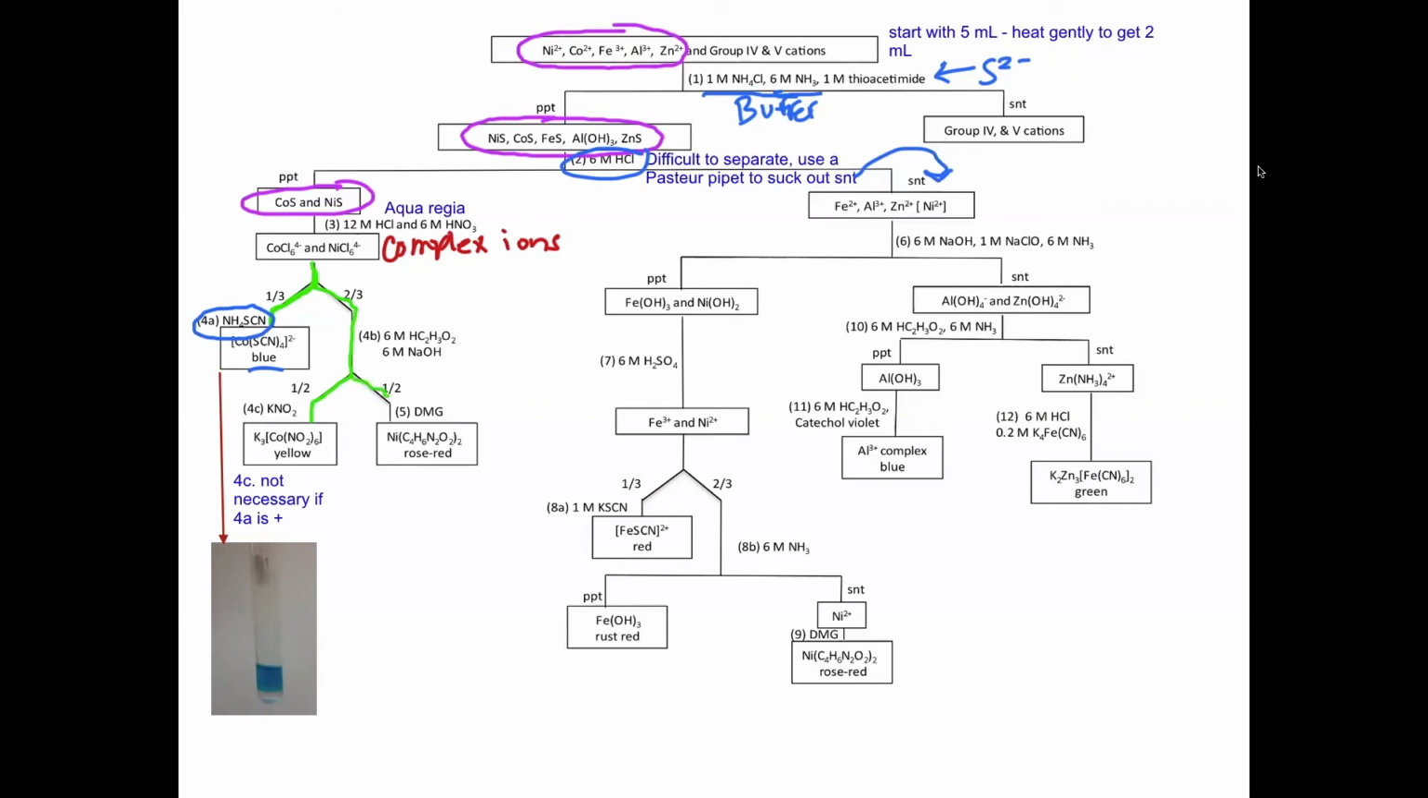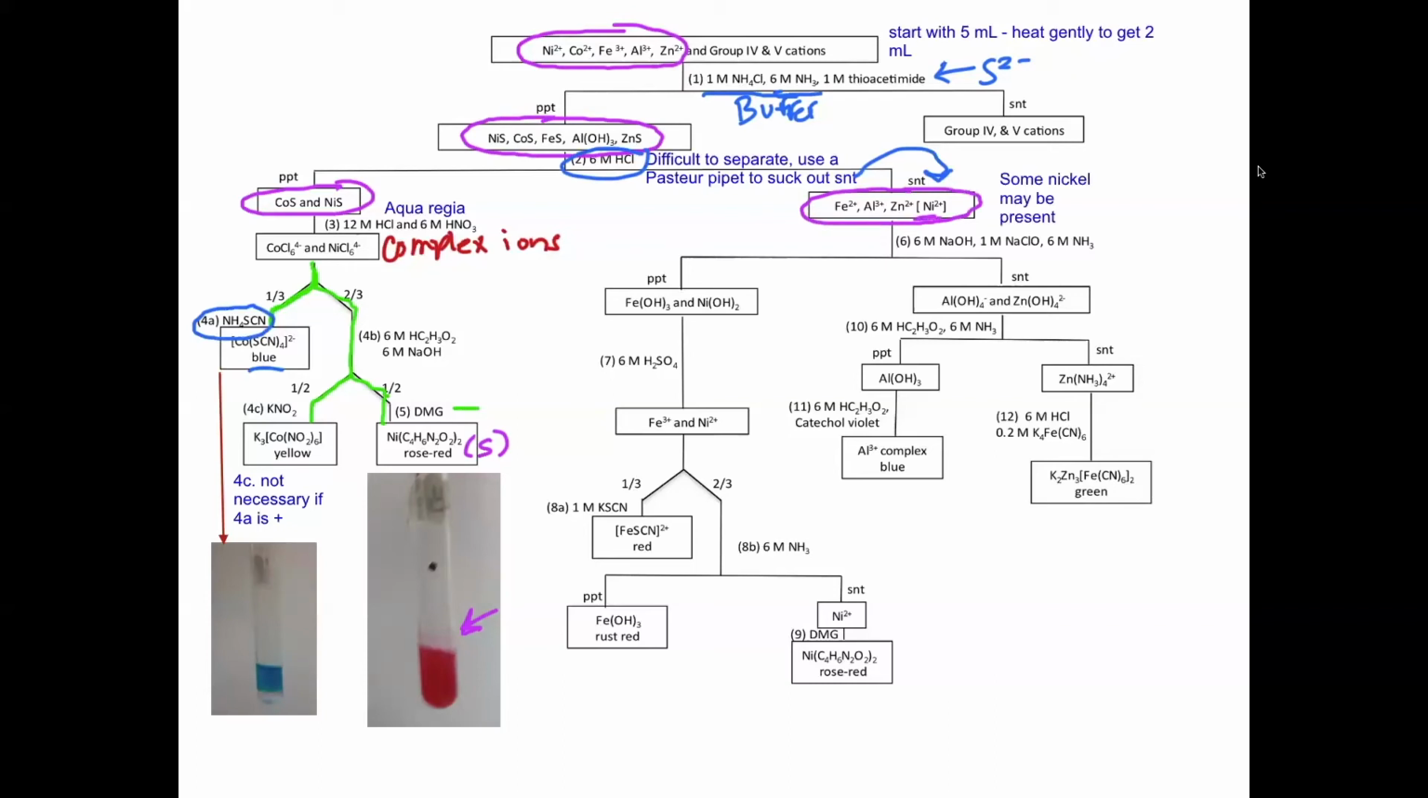To test for nickel, we would take some of the solution and add DMG. That gives us a rose red or pink colored solid, which actually will stick to the sides of your tube, if you can see there in that picture. That's my favorite colored precipitate that we get. Focusing on the other side of the flow chart, here we have some ions in the supernatant, and you'll see nickel there as well. So some nickel may be present. We actually have to do tests for nickel twice, and we've got to get at least one positive to say that nickel is present.